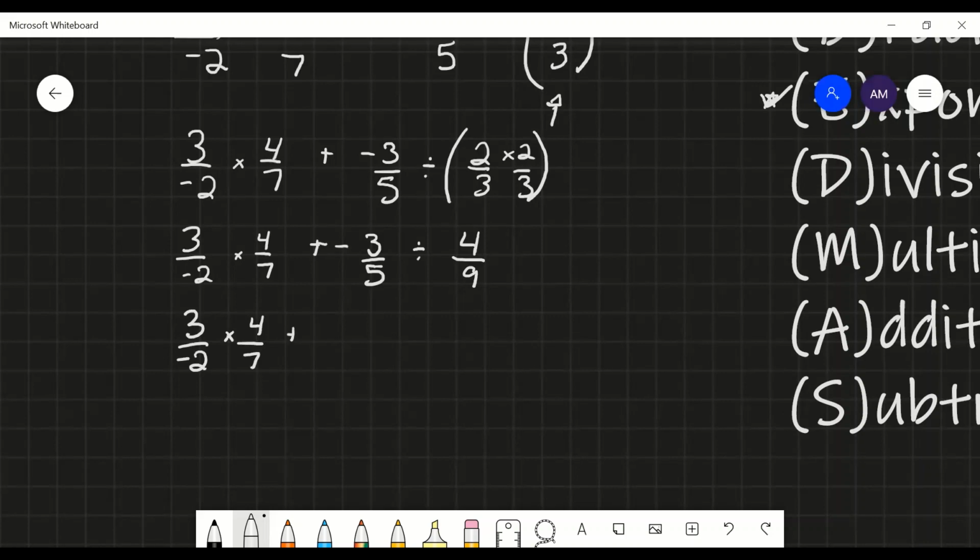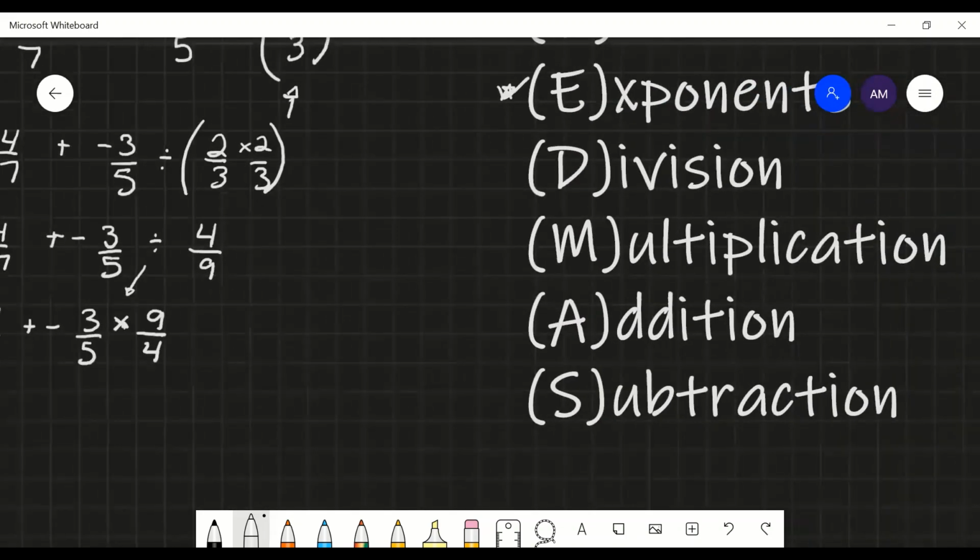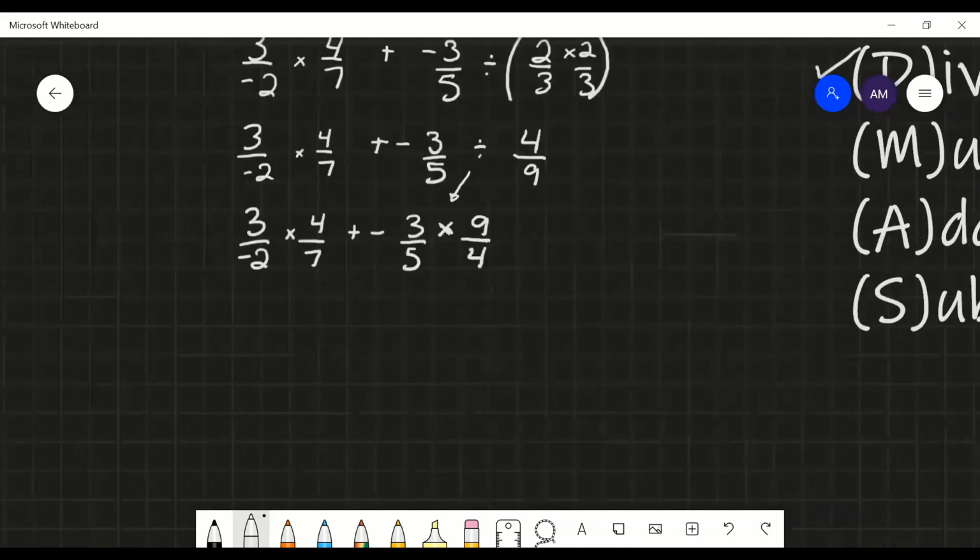So all of this stuff stays the same. And I'm going to flip the 4 over 9 to make 9 over 4. And now instead of a division, we have a multiplication. That's about it for this division, because the next step is going to be multiply. So we've done the divisions. Next, we have to multiply.